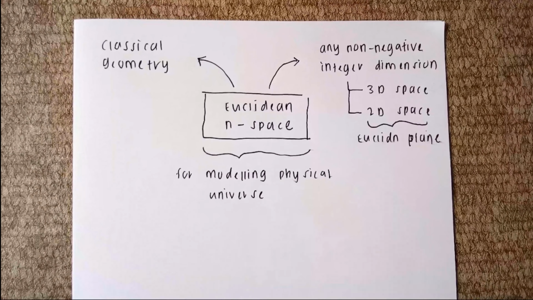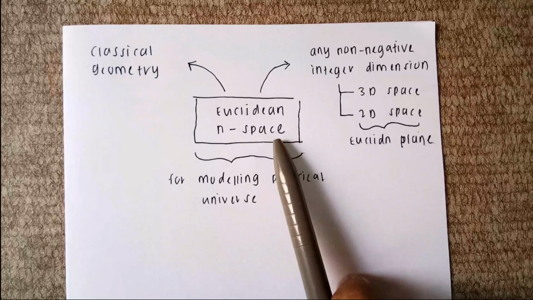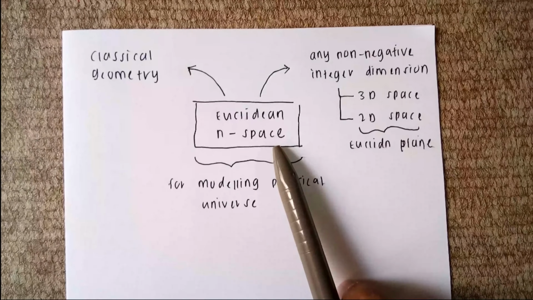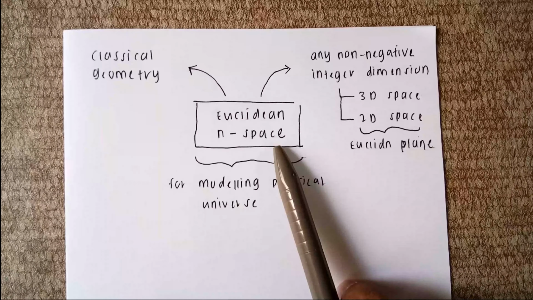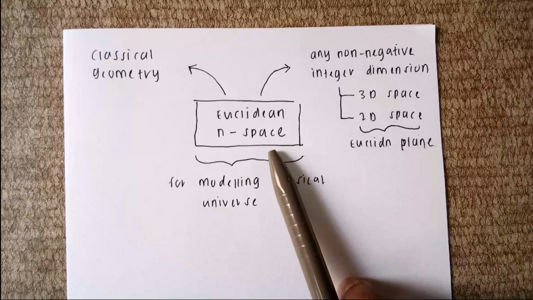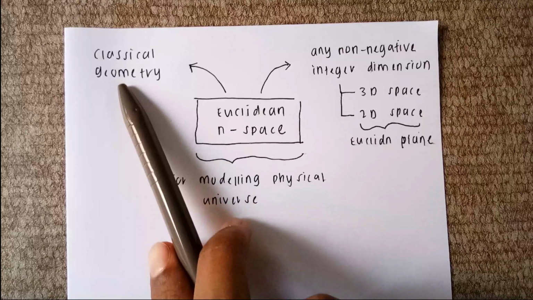Okay, in this video, we are going to learn about Euclidean n-space. What is Euclidean n-space? Basically, when we talk about Euclidean n-space, it is about the dimension. Euclidean space is the fundamental space of classical geometry.